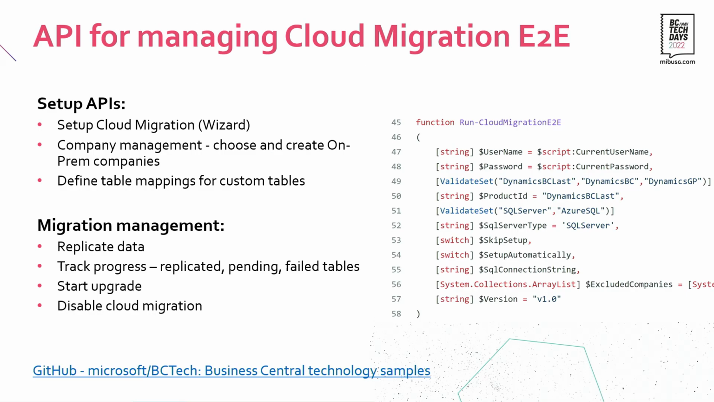And for the end, we have the API for managing the cloud migrations end-to-end. So this is very useful if you're doing many cloud migrations or if you want to move many companies, like 50 or something like that. The entire flow that you have seen today, you can automate it through the APIs. You can do the setup, company management, and then you can manage the cloud migration by doing it. On the BC Tech GitHub, you have the example of all of the APIs. You can try it out.